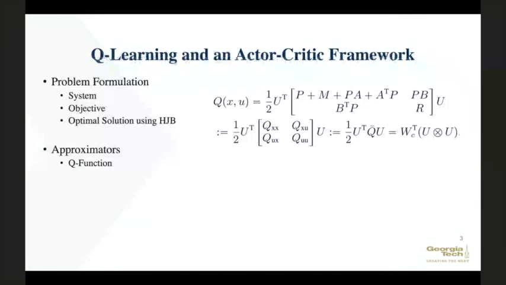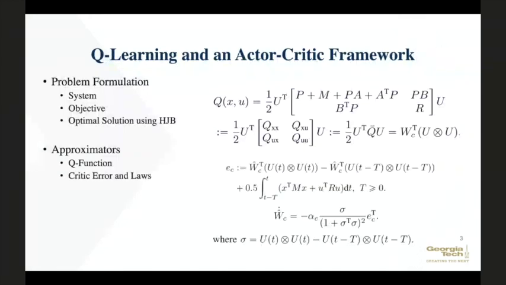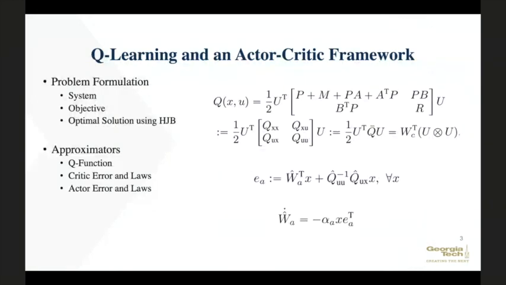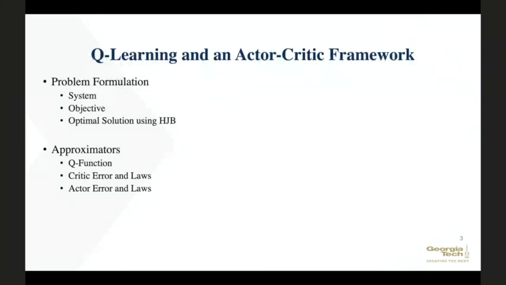These critic weights can be tuned using the critic error as shown above and the critic tuning differential equation as shown below. Similarly, the actor weights, which describe the gain matrix, can be tuned using the following error and differential equation.